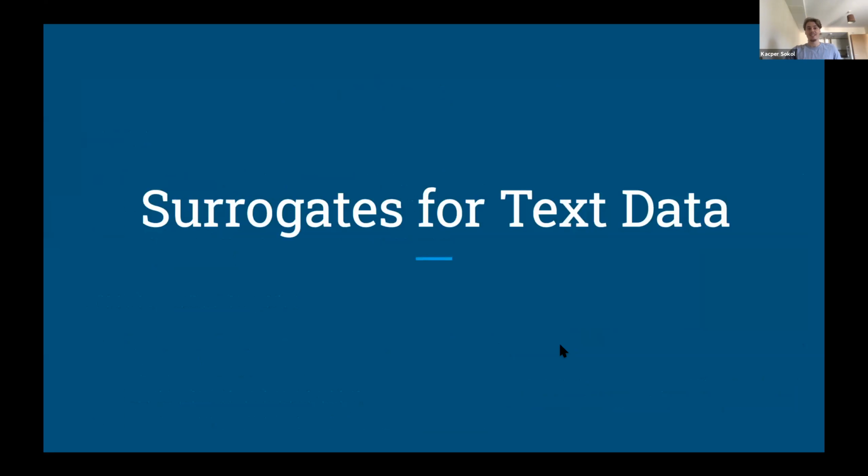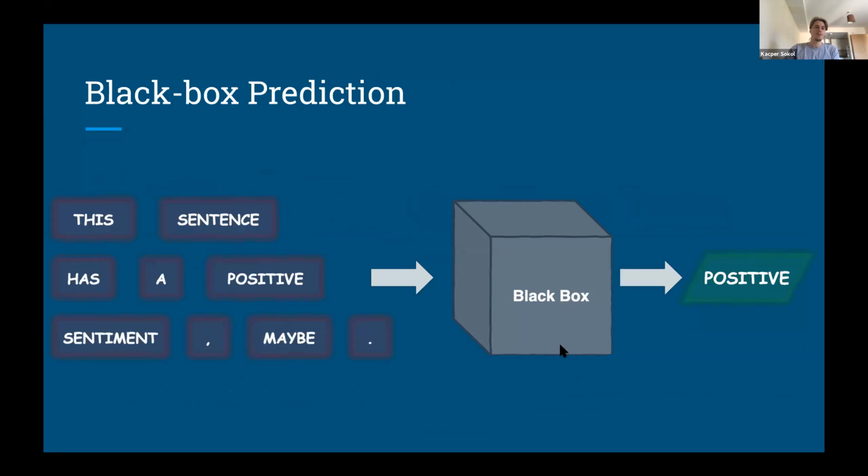Right, so let's dive in and have a look at how some of the surrogates work. And we'll start with text, because text is pretty straightforward. We start with a data point. In this case, it is a sentence. The sentence says this sentence has a positive sentiment, maybe. We feed it through a black box and we get a prediction. The prediction is either a positive sentiment or a negative sentiment. In this case, the black box says it has a positive sentiment.